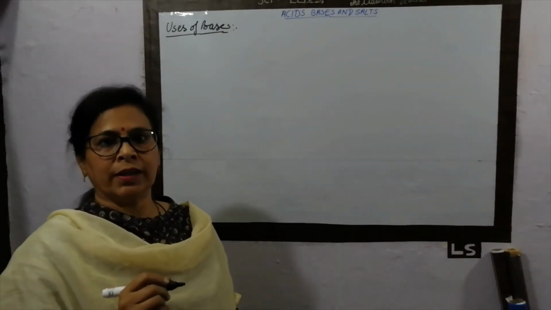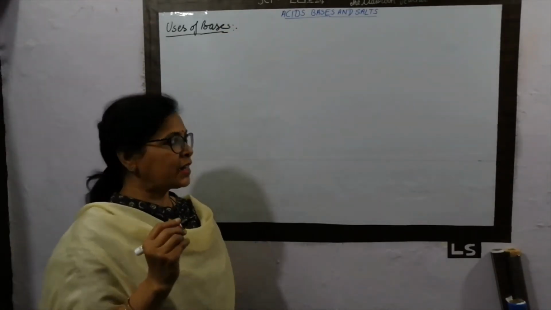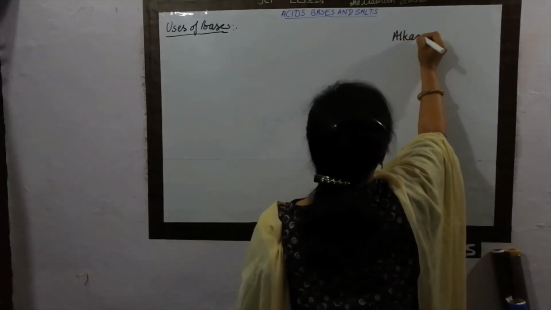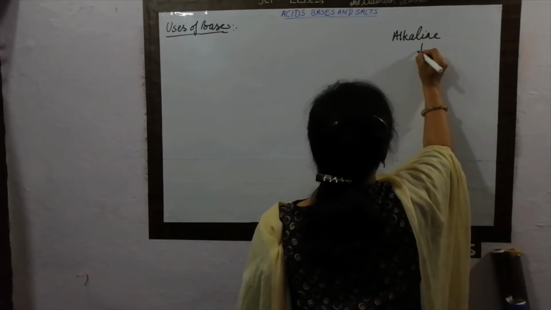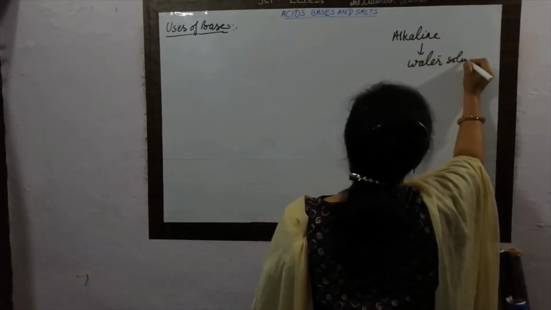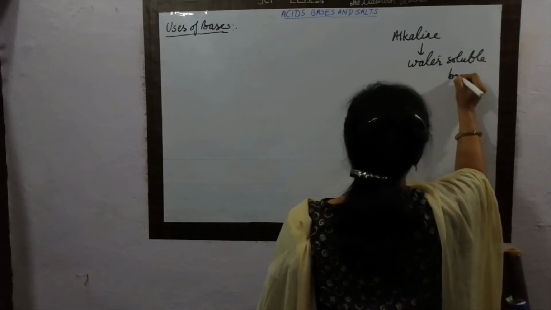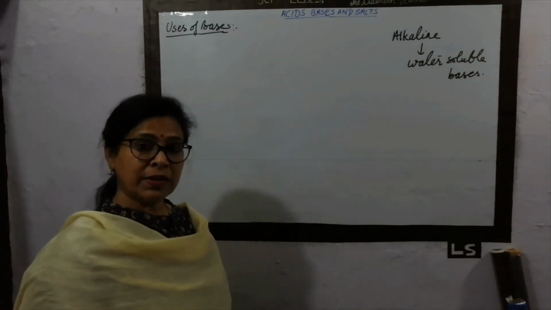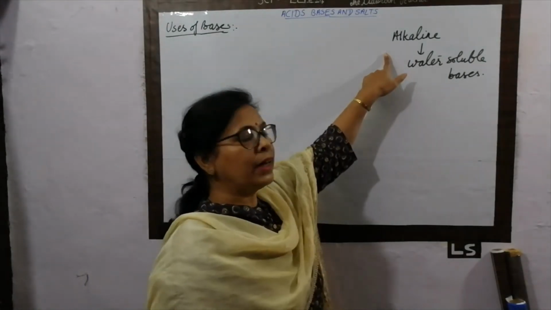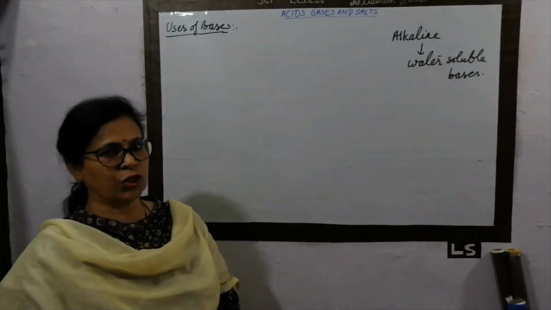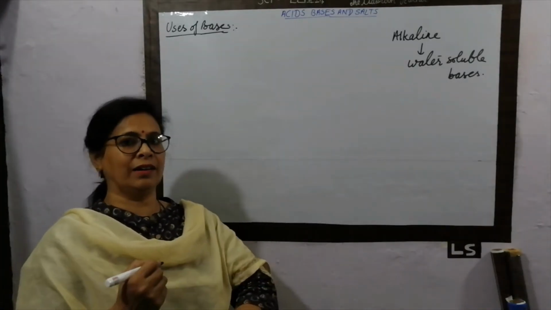One more important thing is there. When we talk about the bases, actually we are talking about the alkali. What is an alkali? Alkalis are water soluble bases. There are two types of bases now. One is the non-aqueous base and one is the aqueous base, that is called the alkali. And actually alkali is used in the laboratory for all the reaction purposes. We are talking about alkali only.